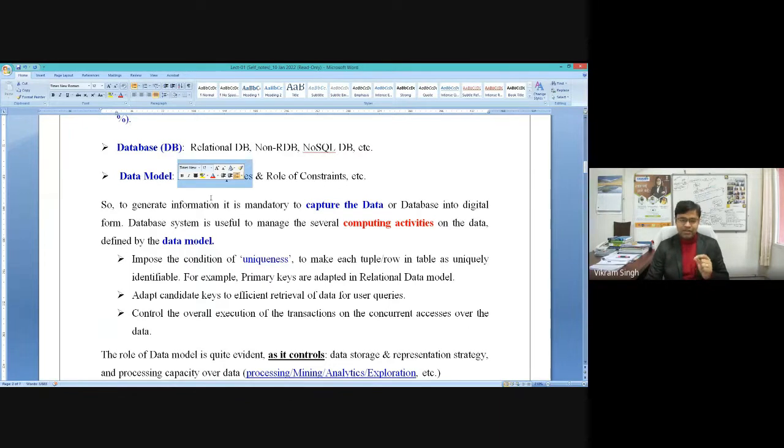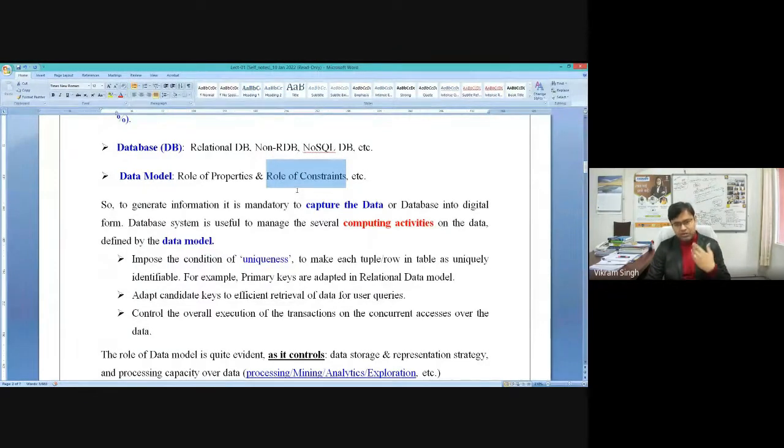Like in the case of a relational database, we have said it is the property of uniqueness which will be preserved, and it is the role of the data model which defines some conditions to impose this property, like in the case of a relational database, it is the constraints.